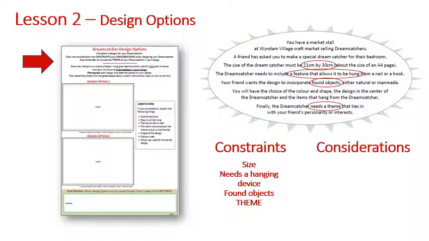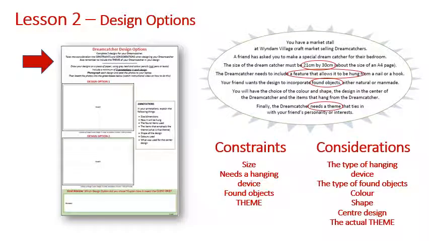And there's considerations as well. Now the considerations, you can choose what type of hanging device. The types of found objects are up to you, as long as they're found objects. You can choose the colour, the shape, the design of that centre part, and the actual theme you can select. There's lots of things that you can select, but there are constraints.